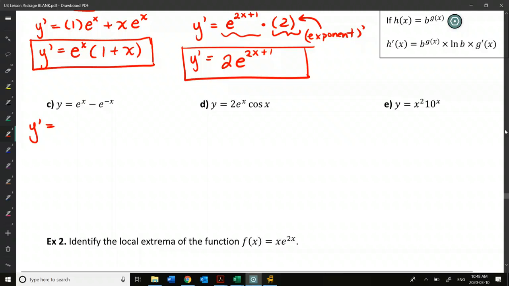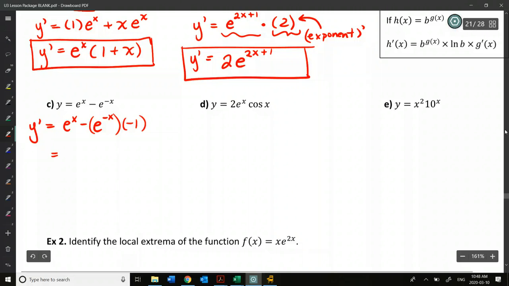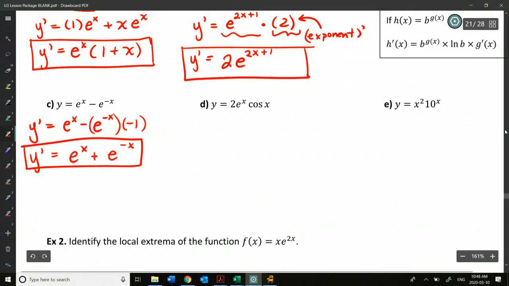Okay, so Grayson says possibly the exact same thing. Do you guys agree? So the derivative is this? Okay, so we also have to multiply by the derivative of the exponent, right? So this needs to be multiplied by the derivative of negative x, which is negative 1. So we'll get e to the x plus e to the negative x. Okay, so you need to multiply by the derivative of the exponent.